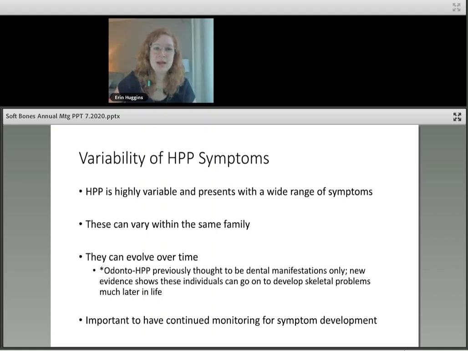So the bottom line here is that it's really important to continue monitoring for symptom development throughout the lifespan. And we'll touch a little bit more on that later on.